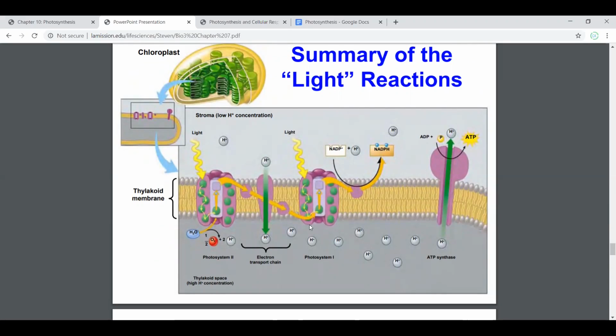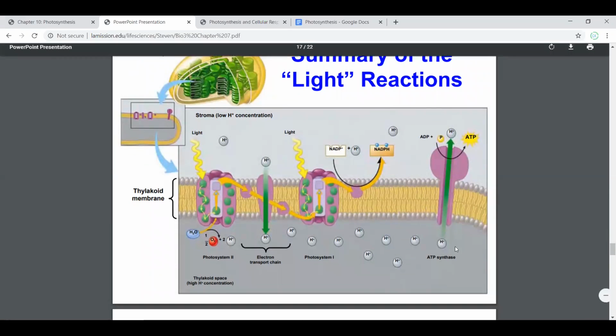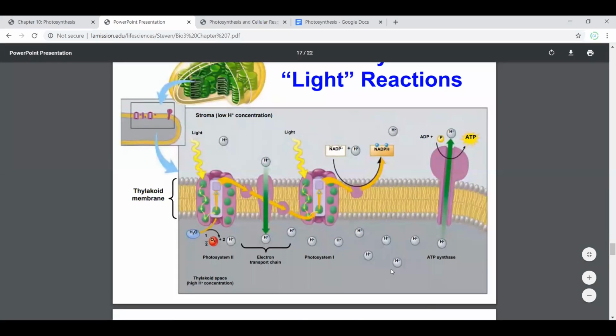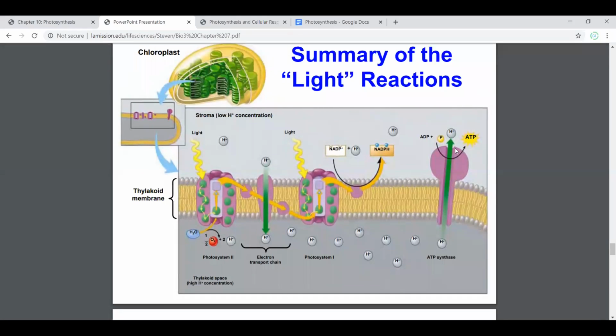Then you have photosystem 1, which is going to get light energy again, power up that electron that it got from here, and use that to create NADPH. Then finally, the hydrogen ions that have accumulated in here are going to move out into the stroma, which is going to cause the creation of ATP. So that is how the light reactions work. Does anybody have any questions on the light reactions?